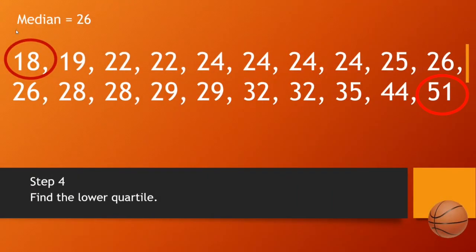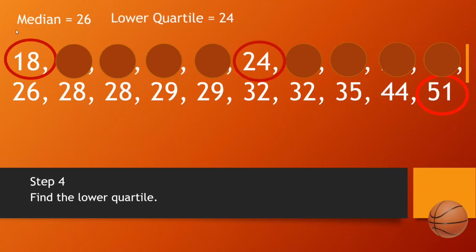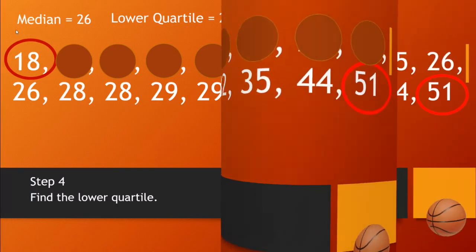Now we need to find the lower quartile. So I'm going to do the same thing I did to find the median, but I'm going to do it between my minimum of 18 and that median of 26. So I cover up a small number and a big number, and I keep going until I find the middle. My middle here is 24. I have four numbers covered up to the left and four numbers covered up to the right. So I'm circling my median, or my lower quartile. My lower quartile of 24.